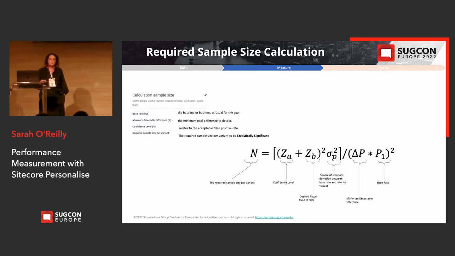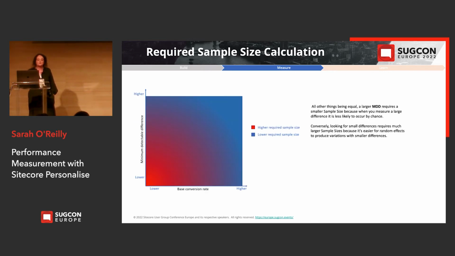This is the actual formula this is based on, if anyone's interested. Basically, all those values, confidence levels going in, and the squared standard deviation between the base rate and the rate of variance is also relevant here. This is also in our documentation if anyone's interested. I'm not going to dive into this in too much detail. But to explain it on a high level, this is what's happening.